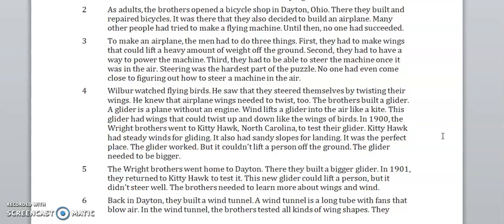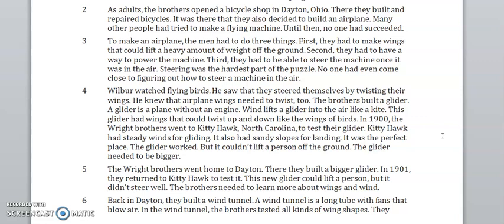He knew that airplane wings needed to twist too. The brothers built a glider. A glider is a plane without an engine. Wind lifts a glider into the air like a kite. This glider had wings that could twist up and down like the wings of birds.